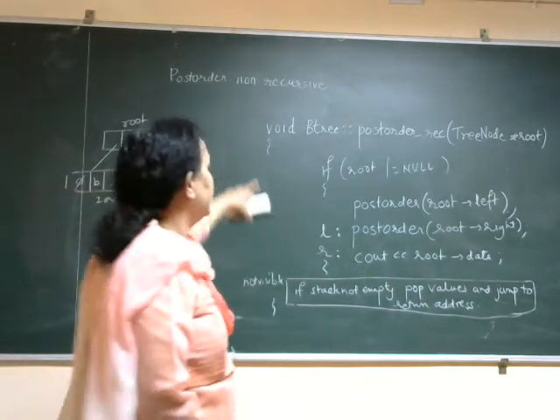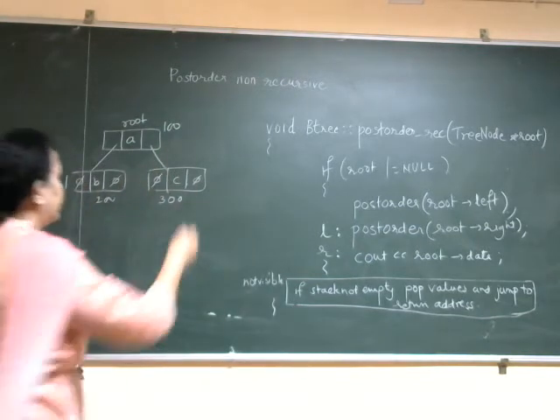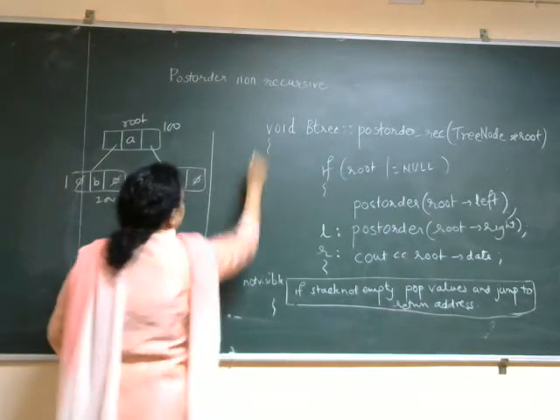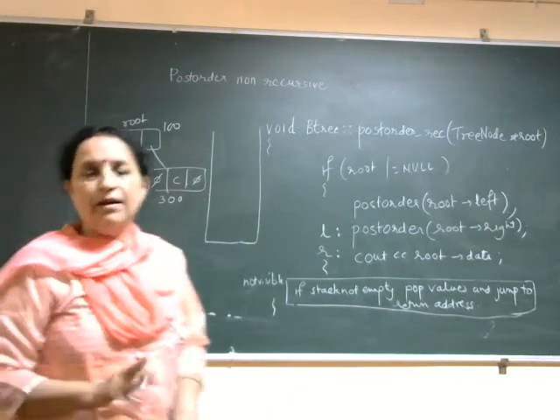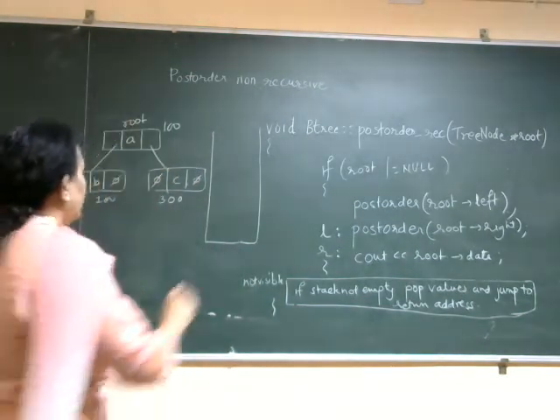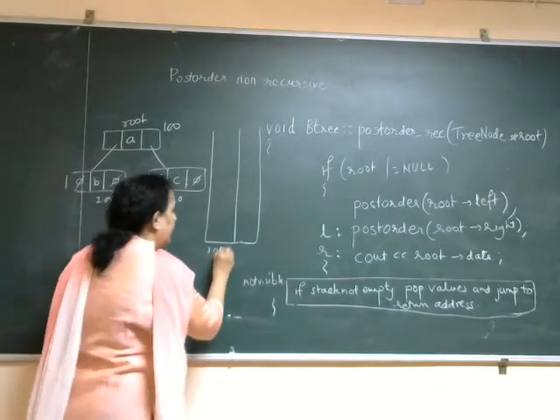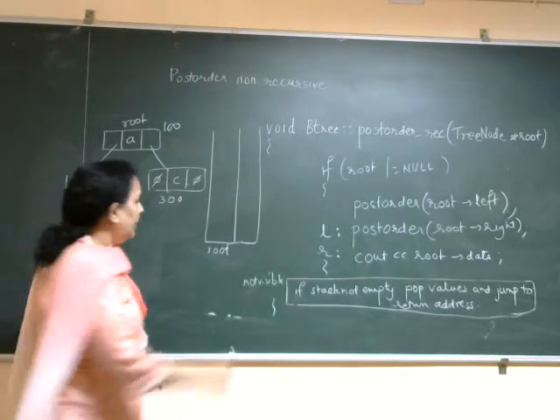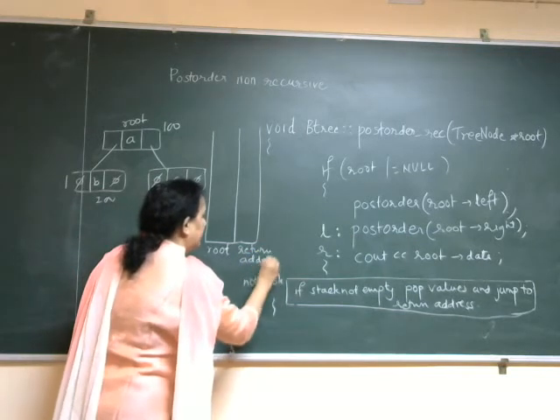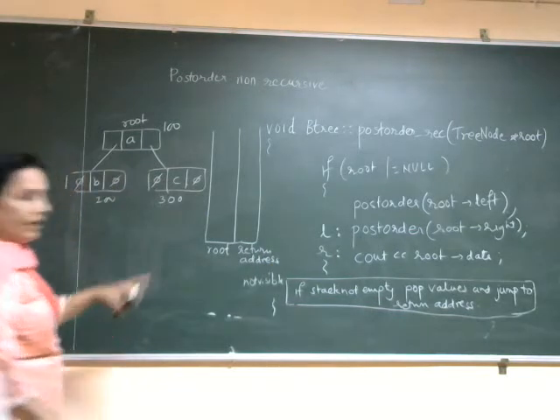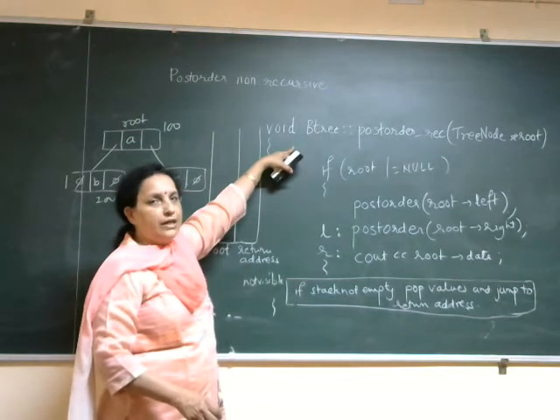Now how is this recursive function solved inside the stack? We need one stack, so this is the stack. What is stored inside the stack? Parameters, local variables and return address. But over here there are no local variables, only the parameter, which is root, and the return address.